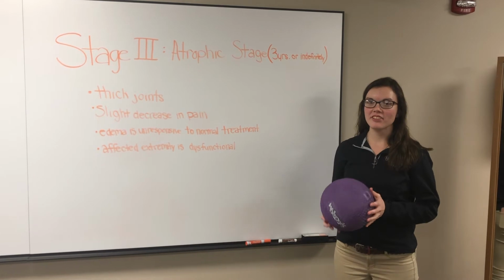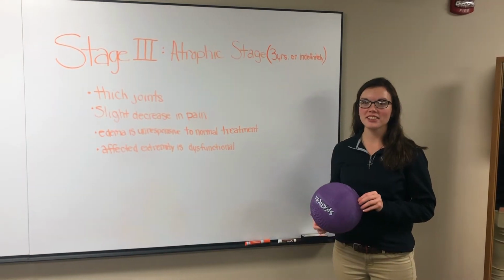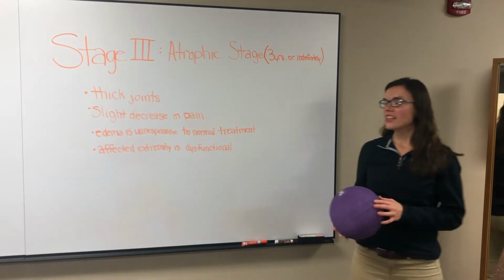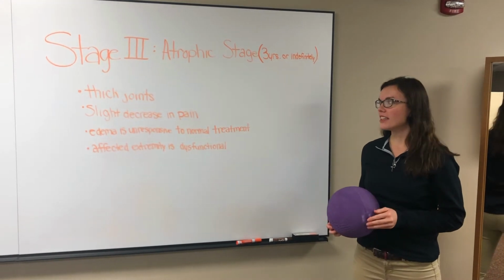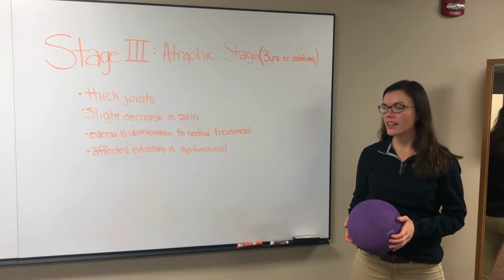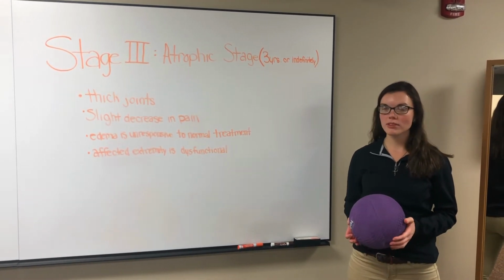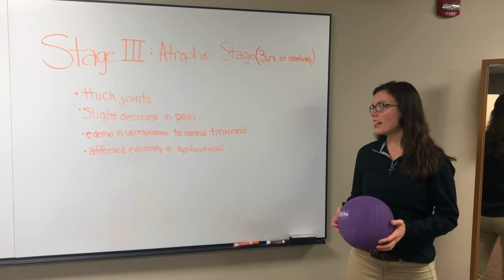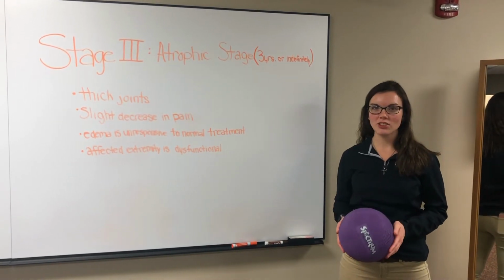Stage 3 is the atrophic stage. It occurs 3 years to indefinitely. Symptoms present as thick joints, slight decrease in pain, edema, which is responsive to normal treatment, and the affected extremity is dysfunctional.